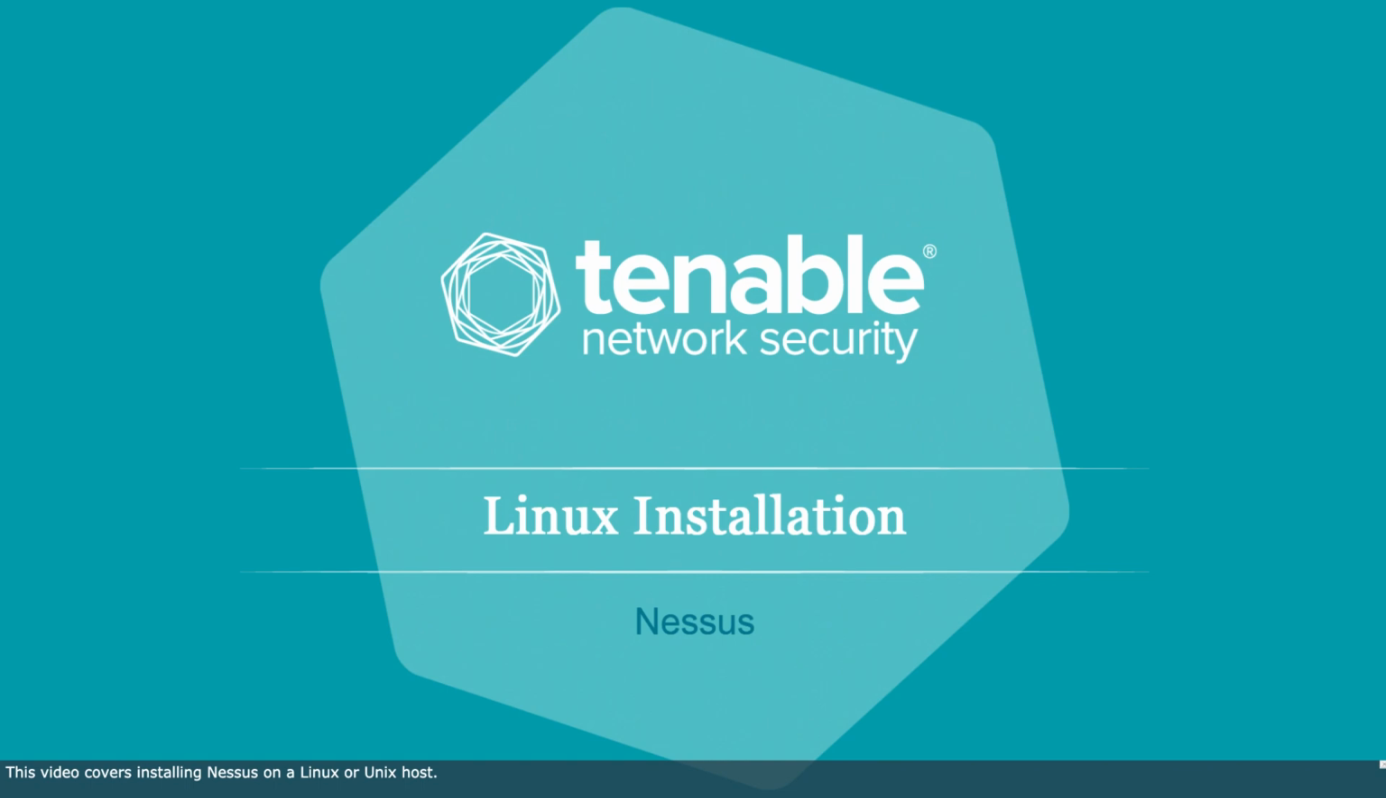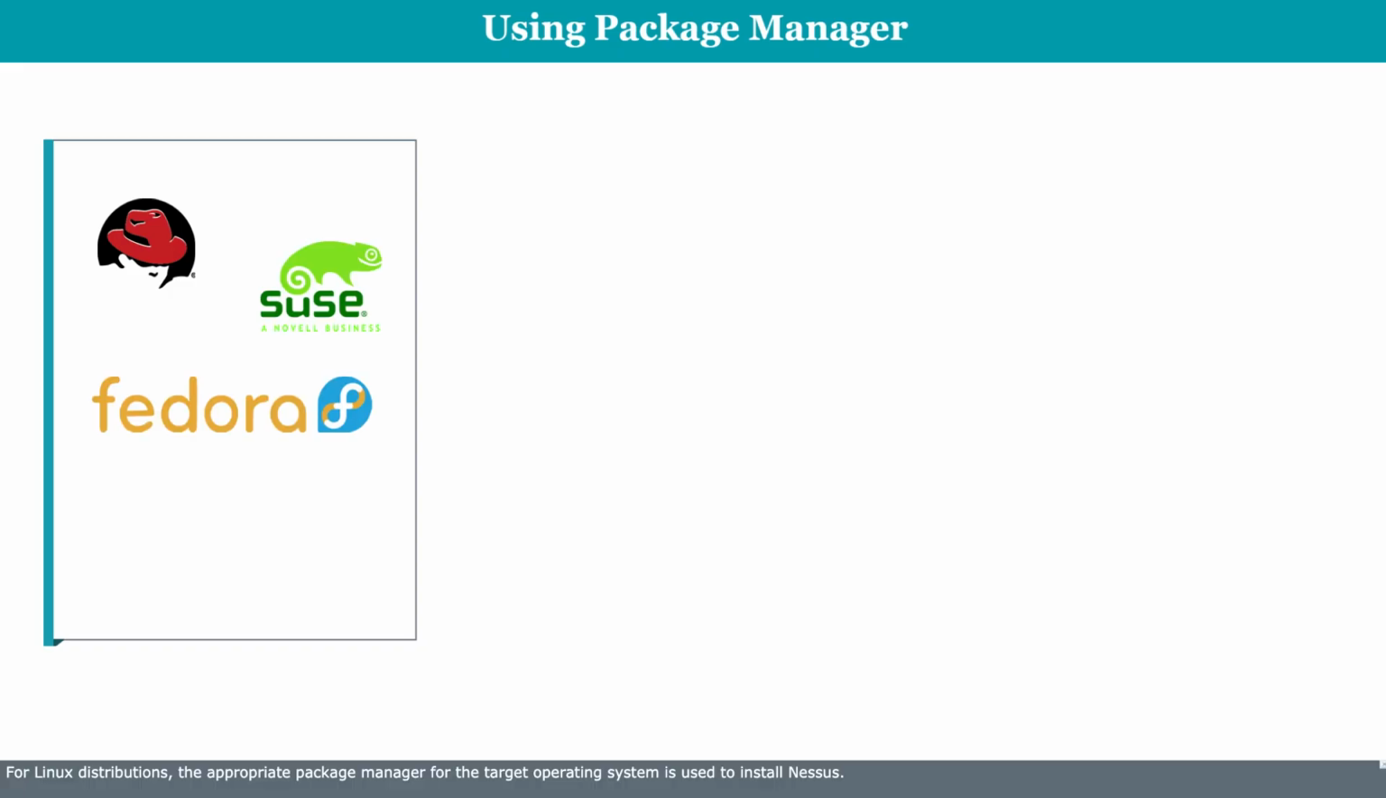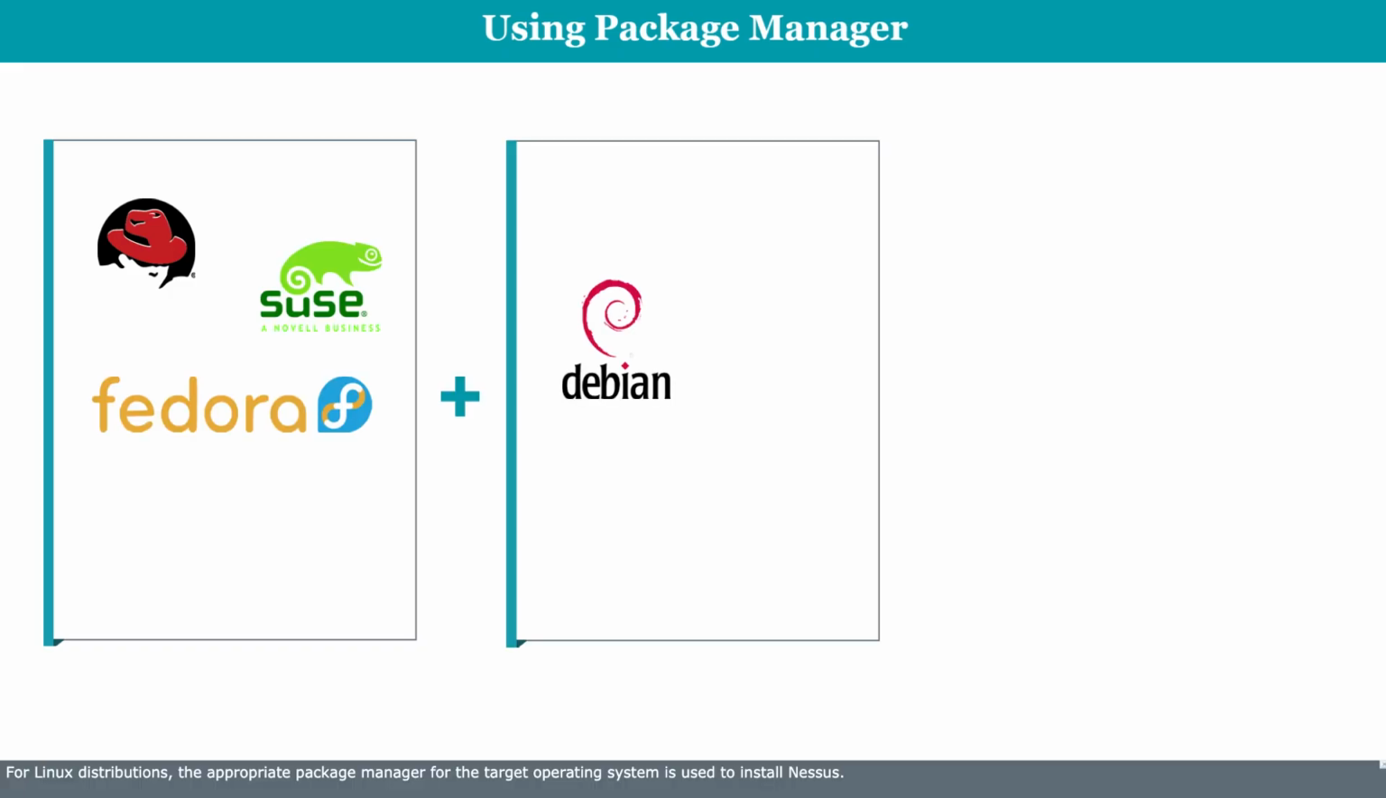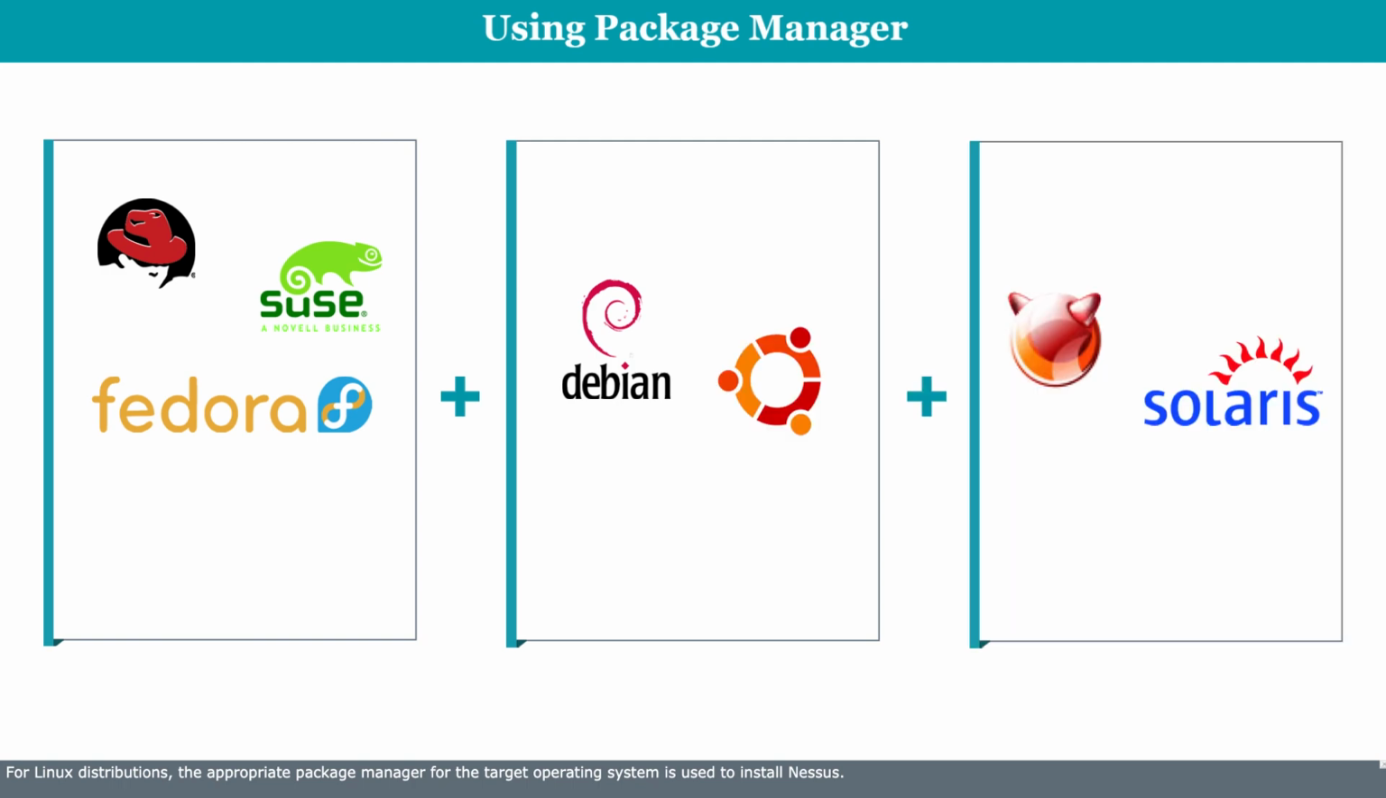Installing Nessus on a Linux or Unix host. For Linux distributions, the appropriate package manager for the target operating system is used to install Nessus. For Red Hat, Fedora, and SUSE, this is the Red Hat Package Manager, or the RPM command. For Debian and Ubuntu, this is the Debian Package Manager, or the dpkg command.